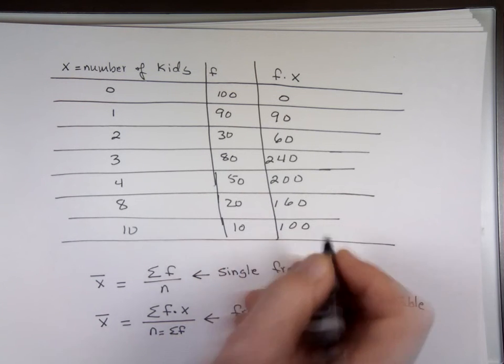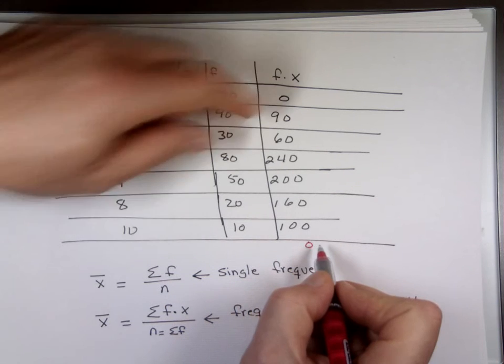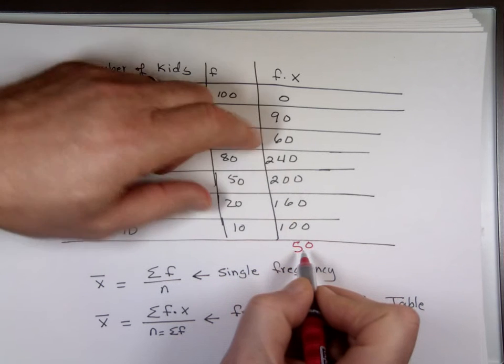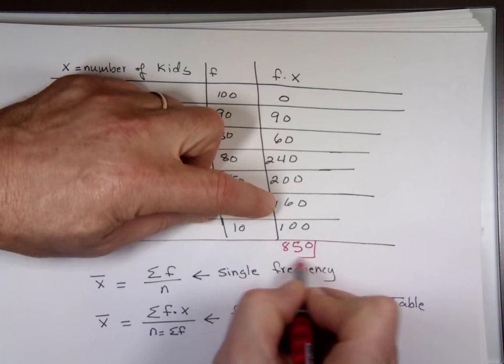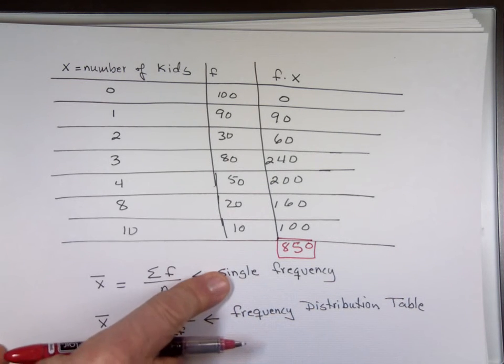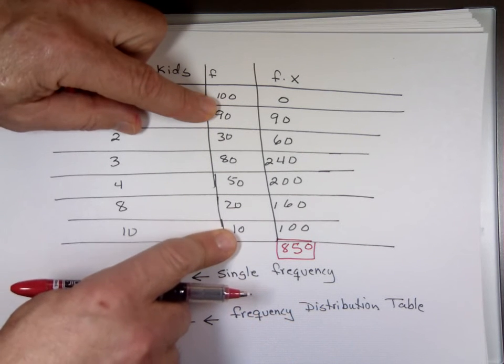If you add these numbers, 10, 19, 25, 2, 4, 6, 8. If I add all the frequency, what do we have? 100, 200, 380, right?